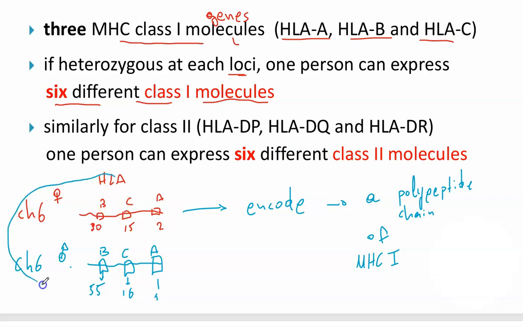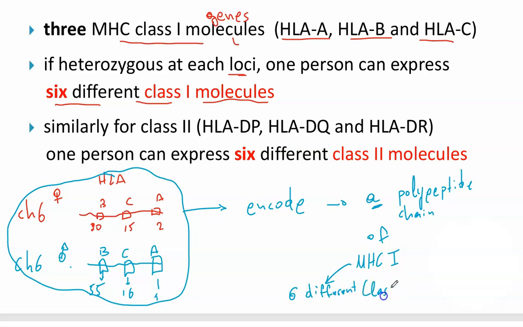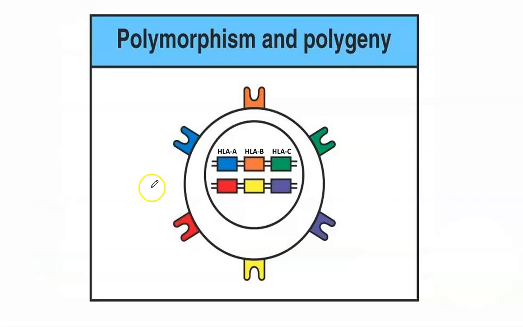So this individual is now, of course, heterozygous for all these loci, and this person expresses 6 different alpha polypeptide chains, which means that this person expresses on the surface of the macrophage 6 different class 1 molecules.